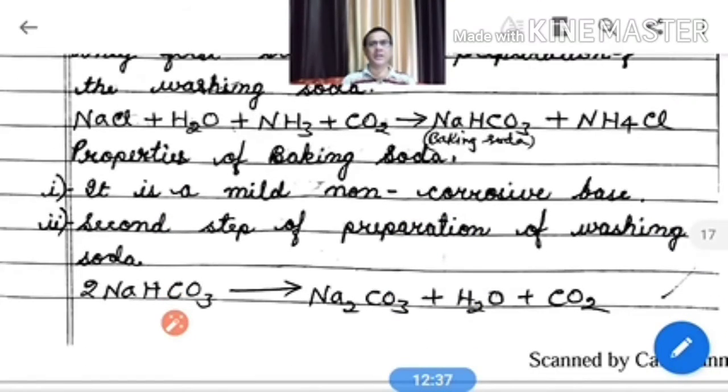Properties. It is a mild non-corrosive base. Non-corrosive means it does not damage things, does not harm the skin, like that. Next point, the second step of the preparation of washing soda, and that is heating sodium hydrogen carbonate. Sodium hydrogen carbonate, this is NaHCO3, this is baking soda. And baking soda, when heated, forms Na2CO3 plus H2O plus CO2. Na2CO3 is also called anhydrous sodium carbonate, or soda ash.